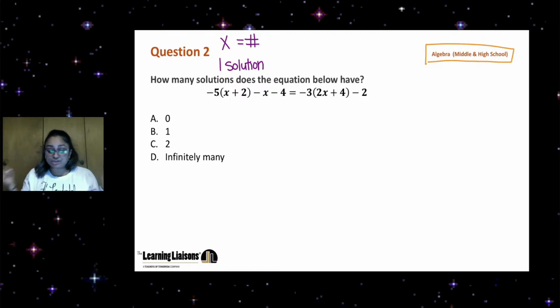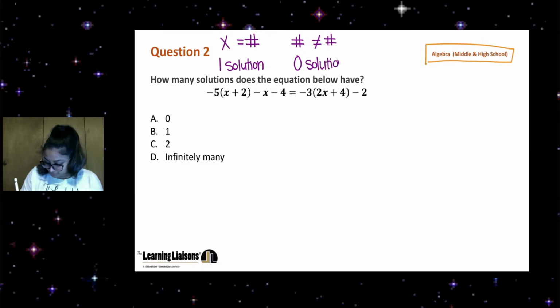If we have two numbers that are not equal to each other, number does not equal number, you will have 0 solutions. And if you have a number that is equal to the number on the other side, like 4 is equal to 4, -7 halves is equal to -7 halves, you're going to have infinitely many solutions.